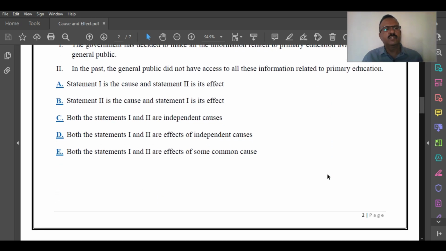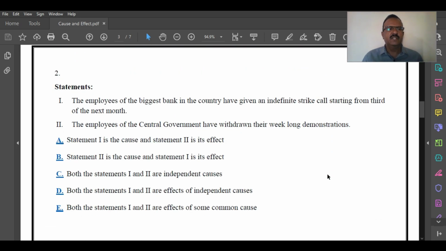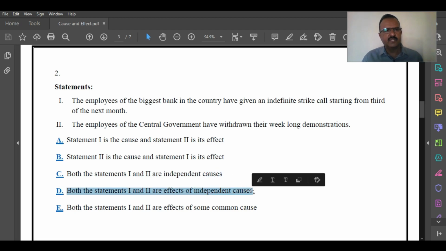We'll move on to the second illustration. Just see these two statements. The first statement: The employees of the biggest bank in the country have given an indefinite strike call starting from 3rd of the next month. The employees of the central government have withdrawn their week-long demonstrations. So by seeing the above two statements, you can easily come to the conclusion that these effects are totally independent. So what is the answer for this? The answer is D.